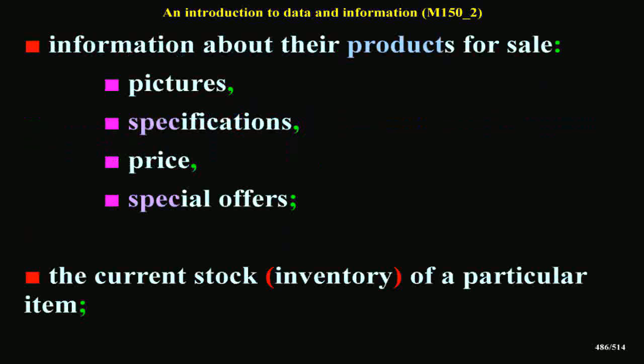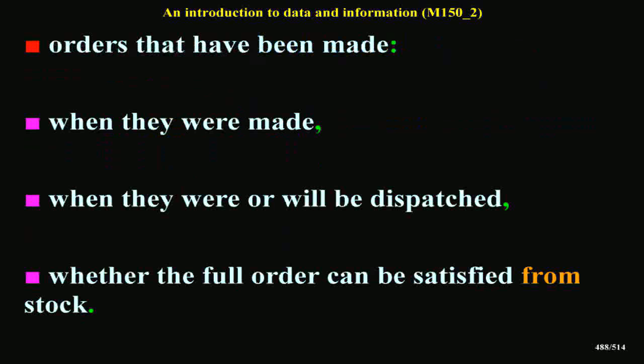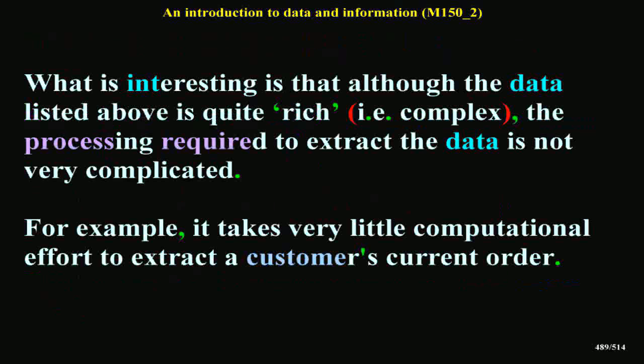the current stock inventory of a particular item, the position of a product in terms of its popularity, orders that have been made, when they were made, when they were or will be dispatched, whether the full order can be satisfied from stock. What is interesting is that although the data listed above is quite rich, i.e. complex, the processing required to extract the data is not very complicated.